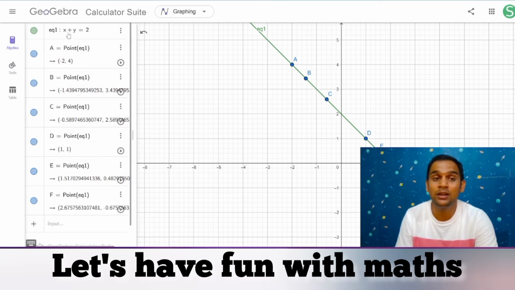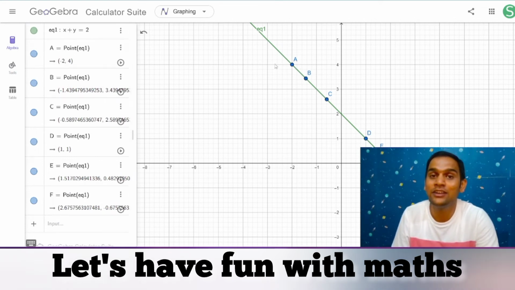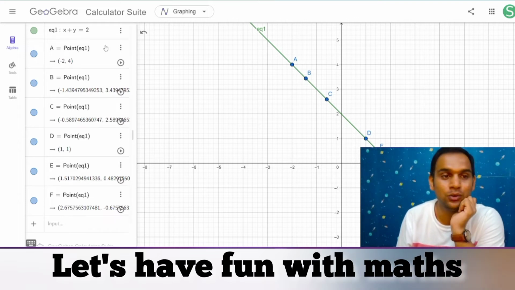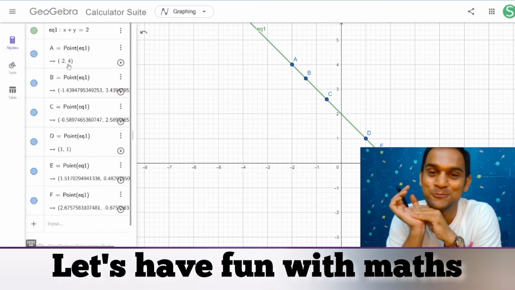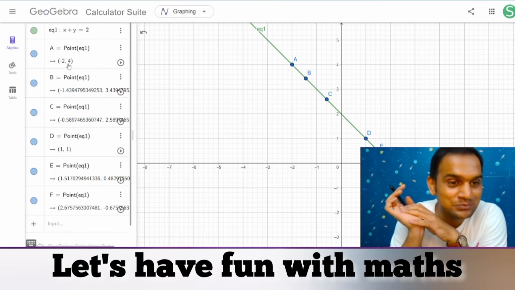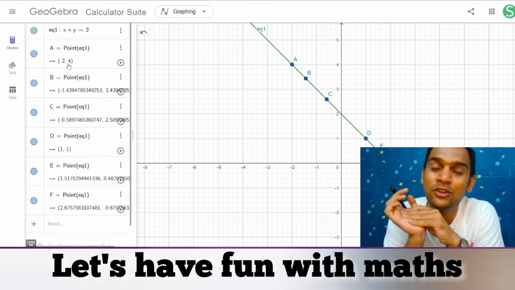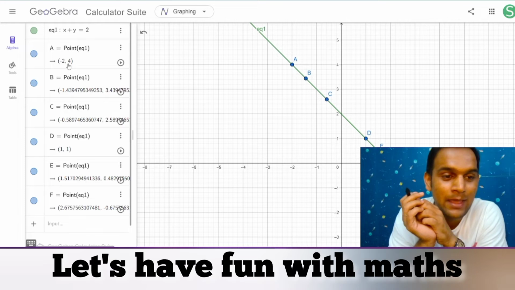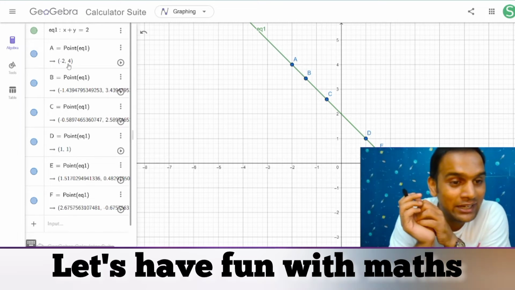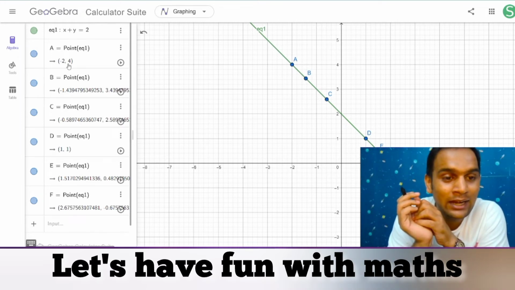Now, what does the equation say? x plus y equals 2. Their coordinates must add up to 2. A is minus 2 comma 4. Minus 2 plus 4 is 2. B is minus 1.43 and 3.43. Minus 1.43 plus 3.43 is obviously 2 once again. Then point C is minus 0.5 and 2.5.